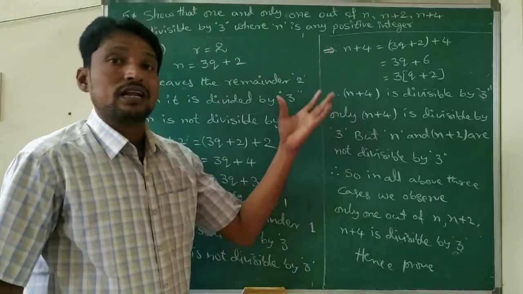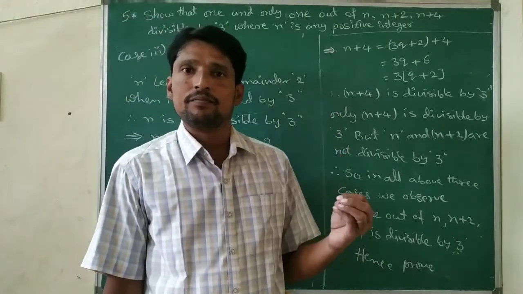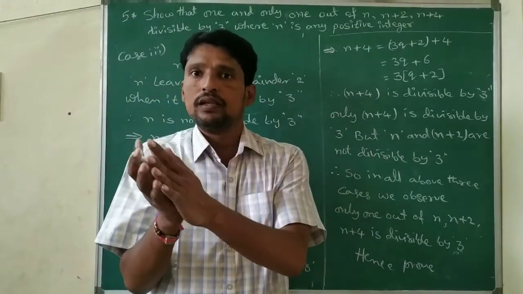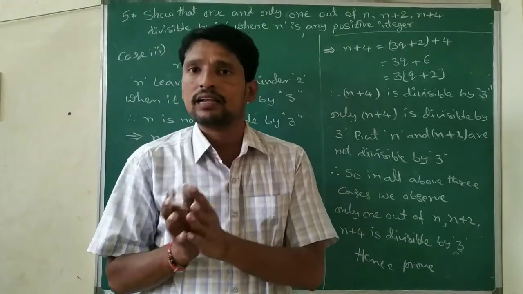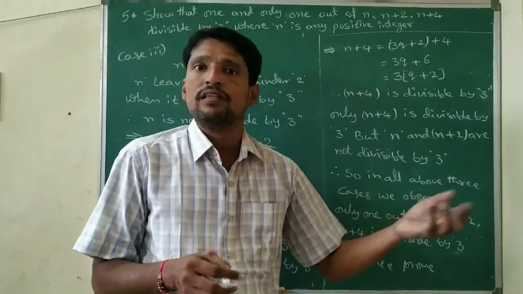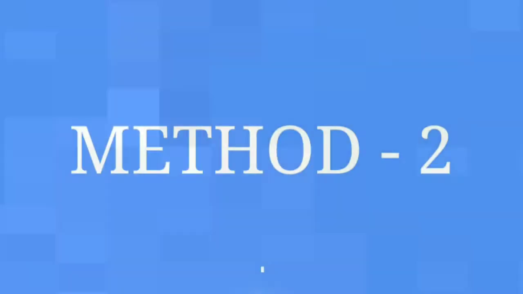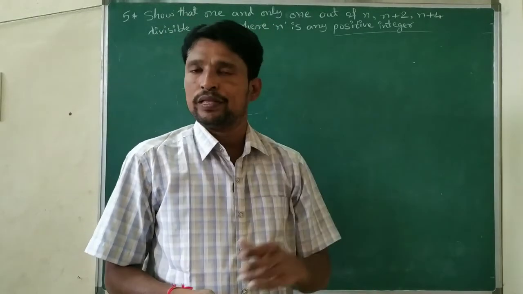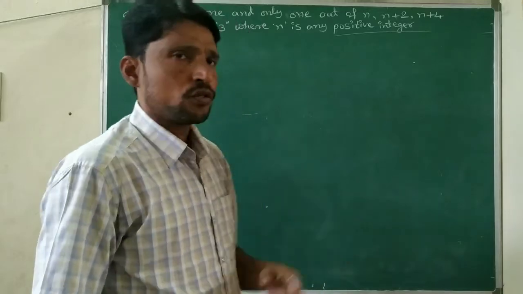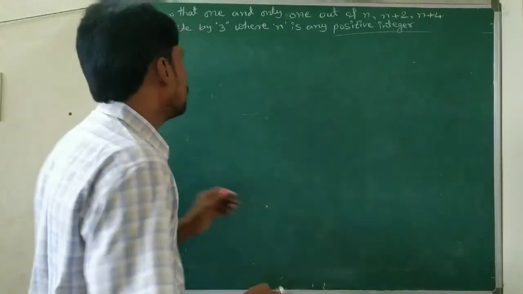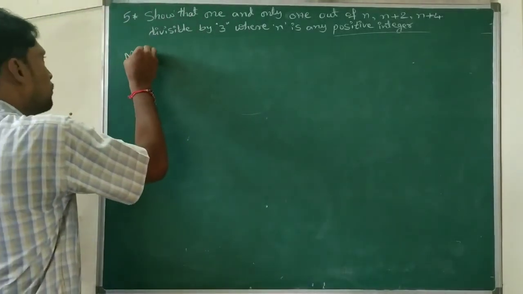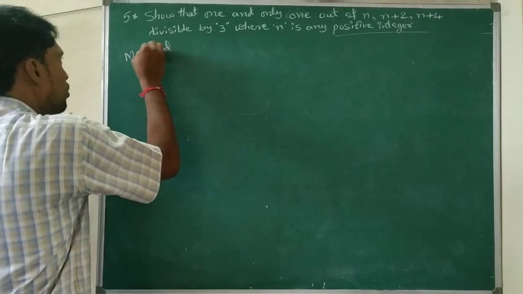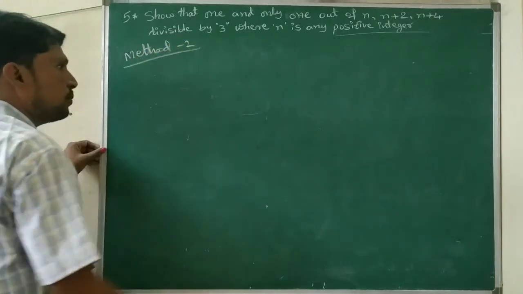So it is somewhat lengthy, but it is easy. Multiple of 3 means it is exactly divisible by 3. Otherwise, we are getting the remainders. Now, for this problem, we need to find one more method, that is method number 2. It is somewhat easy. For this problem only, I am explaining method number 2.